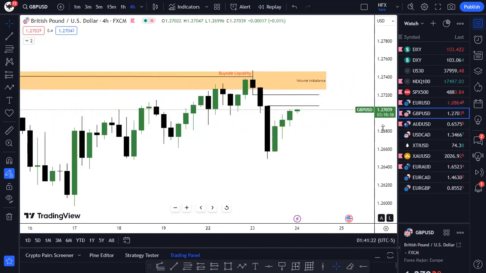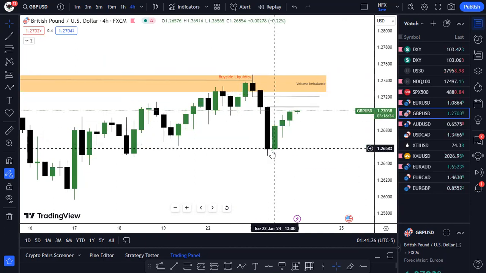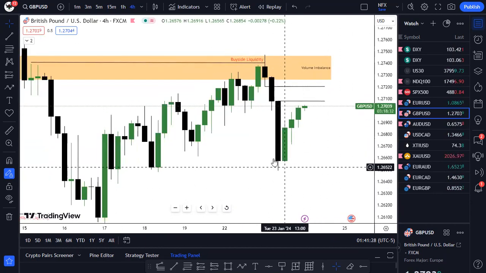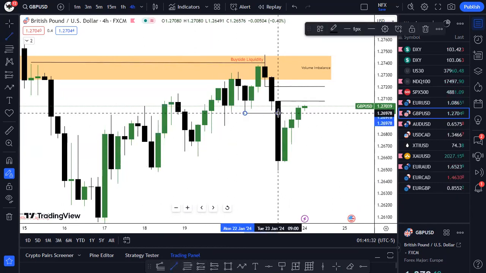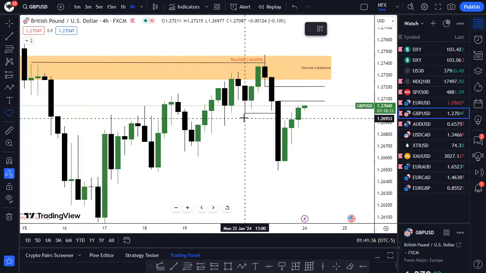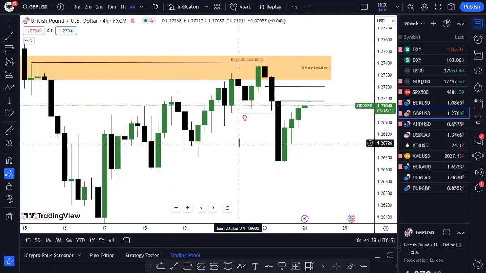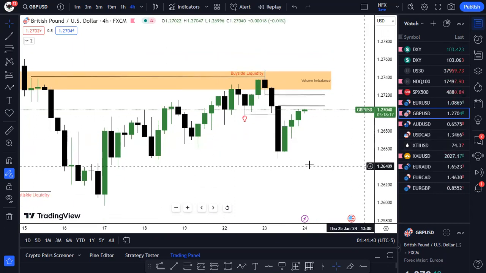Once we see this buy side liquidity has been taken out, price displaced to the downside. And displacement with what? Market structure shift. Where's the market structure shift? We have this short-term high right here, which was broken as price displaced lower, indicating that we should be going lower, right?